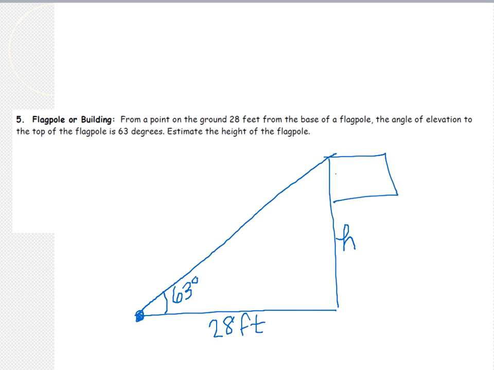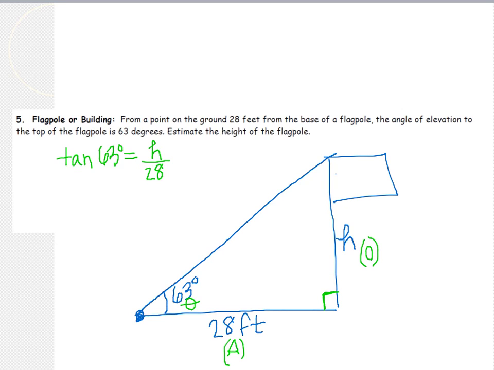So let's label our angle and our side and then write a problem for this. So 63 degrees, that's my theta. 28 feet is right next to it, so that's my adjacent side. And my right angle is right here. So my h, my height, that's going to be my opposite side. So what uses opposite and adjacent? Well, that's tangent. So I have the tangent of 63 degrees equals opposite, which is my h, over adjacent, which is 28. So I've set up my problem.